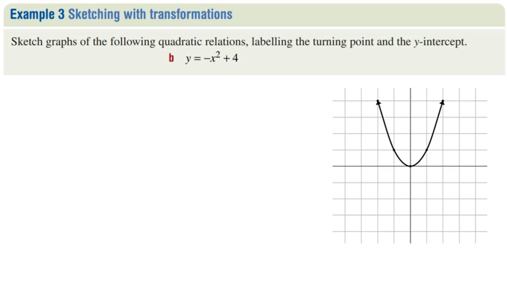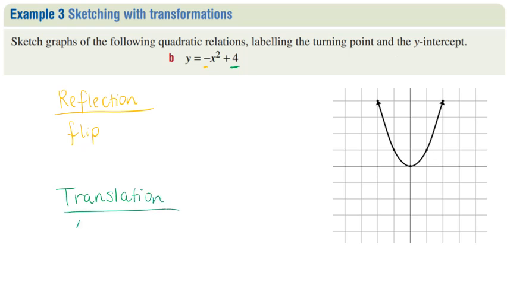Let's have a look at the transformations of this equation. So there's a negative out the front, which is a reflection. So this means that the graph is going to be flipped upside down. There's also a number at the end of the equation. So this is a translation. And because it's a positive number at the end, this means we're going to be going up 4 to be precise. So over to my graph, I'm going to go up 4, 1, 2, 3, 4 to here, and then flip the graph upside down like this.